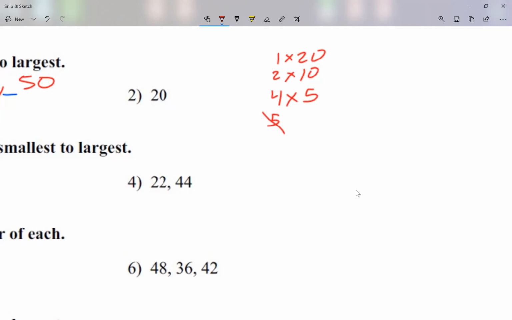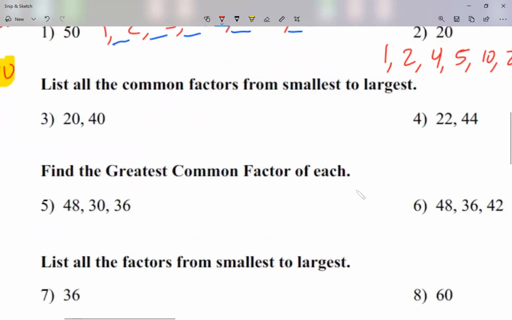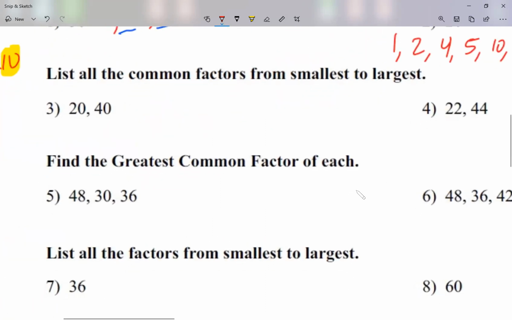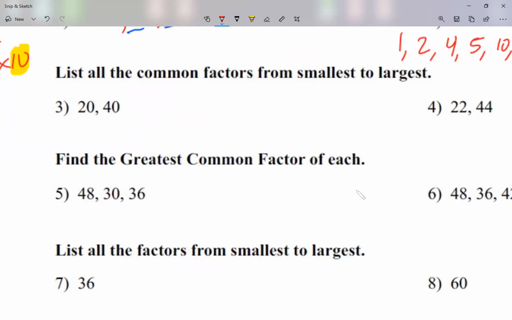So my factors are going to be 1, 2, 4, 5, 10, 20. Don't forget to type in a space after each comma. Okay, so those are all my factors of 20. Then I'm going to ask you, list all the common factors from smallest to largest.